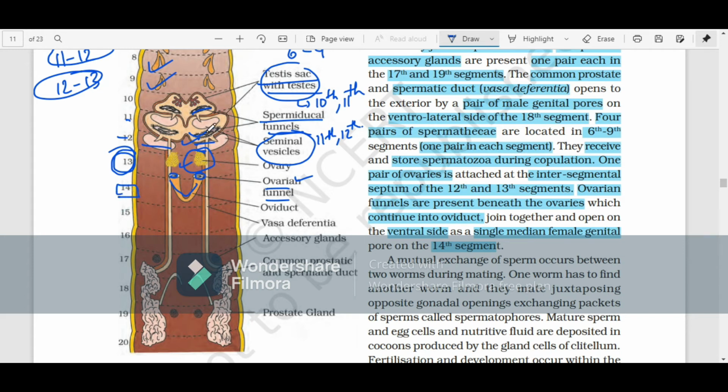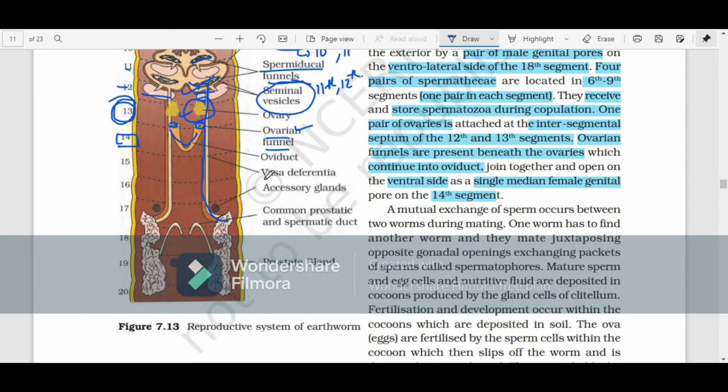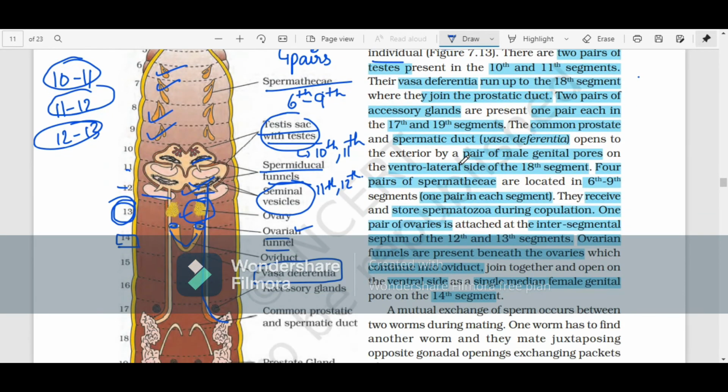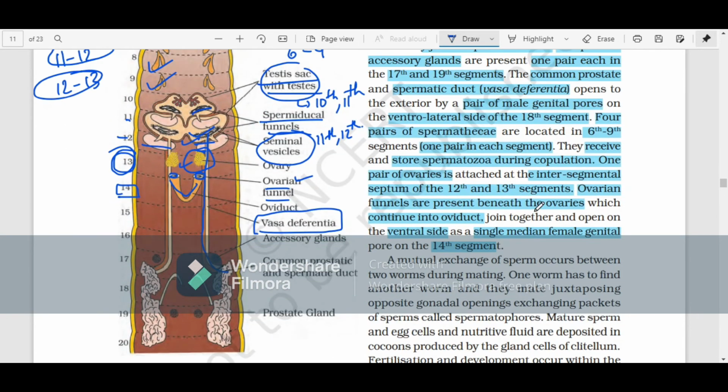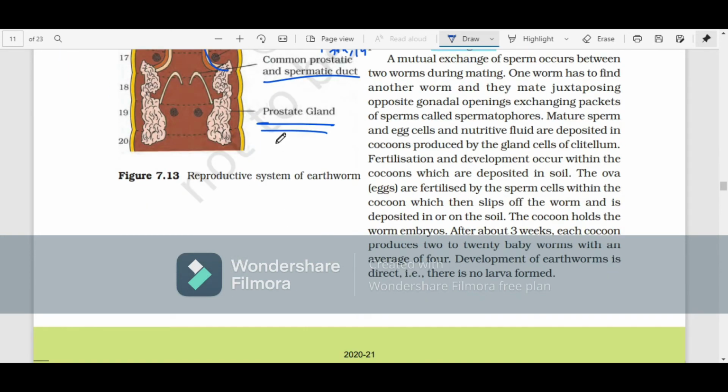Now the vasa deferentia run up to the 18th segment and join the prostatic duct. Vasa deferentia is also called what? It's also called the spermatic duct. It was given here in the paragraph. Now there is a pair of accessory glands in the 17th and 19th segments, this one, and the prostate gland. The prostate gland extends from the 17th to the 20th segment. So these are the segments.